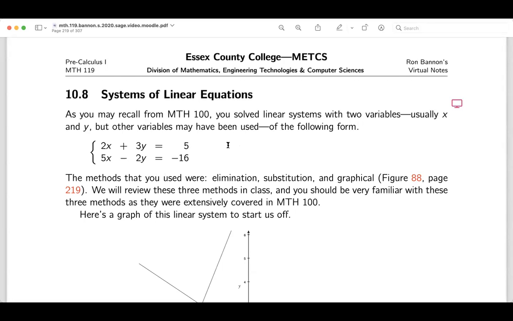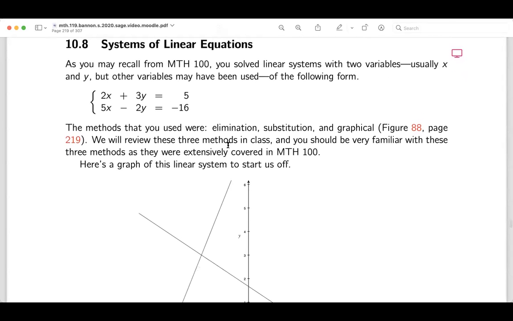So it's a section that you need to know to move forward. And it's sort of like the introduction to linear systems. So we have two equations, two unknowns. Again, just to review what you did in Math 100. Typically, we have a couple different techniques.